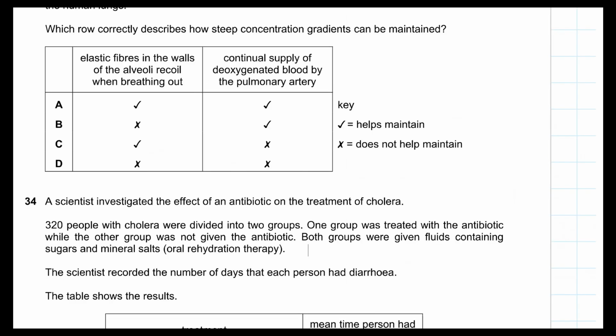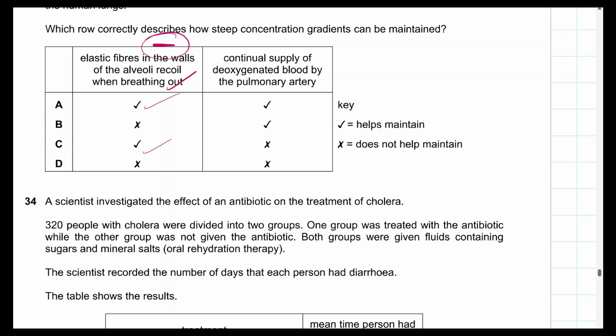Question number 33, steep concentration gradients must be maintained for efficient gas exchange to occur in the human lungs, which correctly describes how steep concentration gradients can be maintained. So here we have elastic fibers in the wall of alveoli recoil when breathing out. Now this is correct. This does affect the concentration gradient because this recoiling creates a negative pressure, helping to push air out. Therefore, this negative pressure does end up affecting the concentration gradient. Therefore, it ends up pushing air outside the lungs more efficiently.